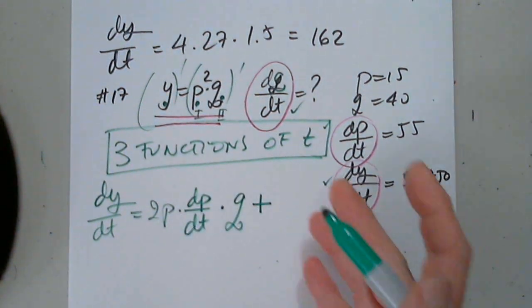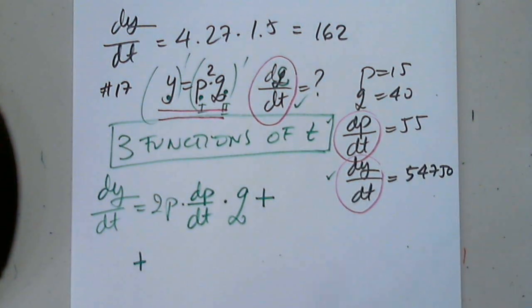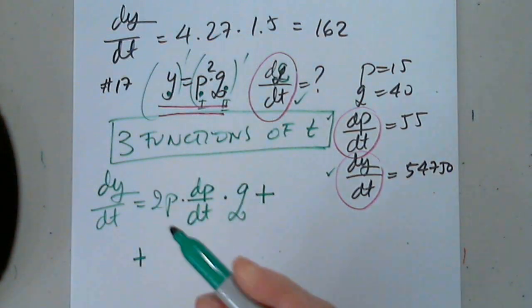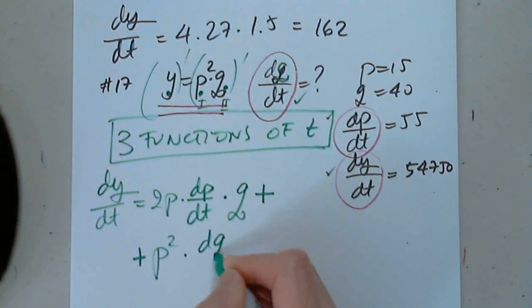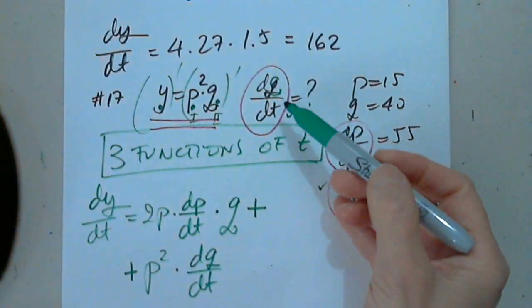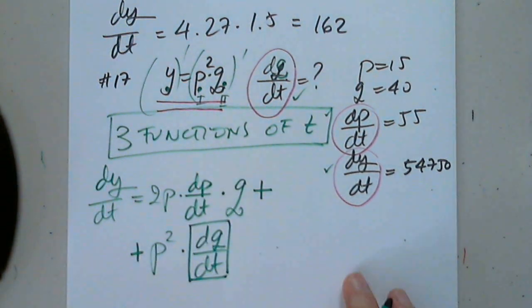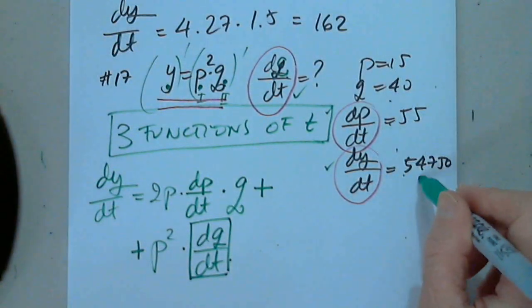Awesome. I'm going to write it underneath so I don't go over the edge. You don't have to. Plus p squared times dq over dt. Awesome, brilliant. That's it. Well done. Okay, so now, what am I after? This is what I'm after, because that's the question. So I'm going to plug in everything.